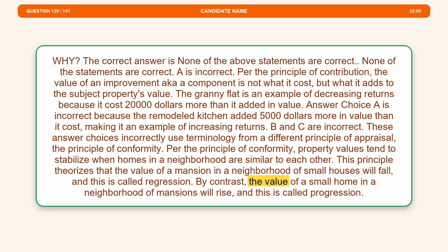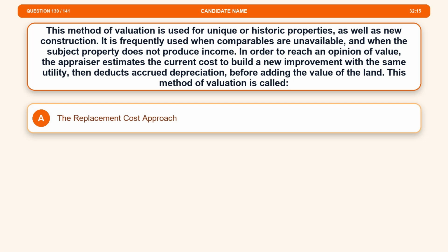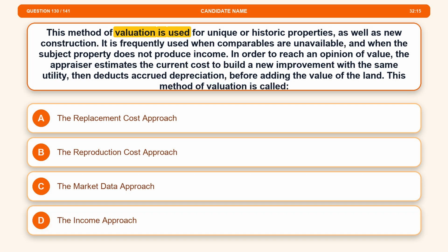By contrast, the value of a small home in a neighborhood of mansions will rise, and this is called progression. Question 130. This method of valuation is used for unique or historic properties as well as new construction. It is frequently used when comparables are unavailable and when the subject property does not produce income.